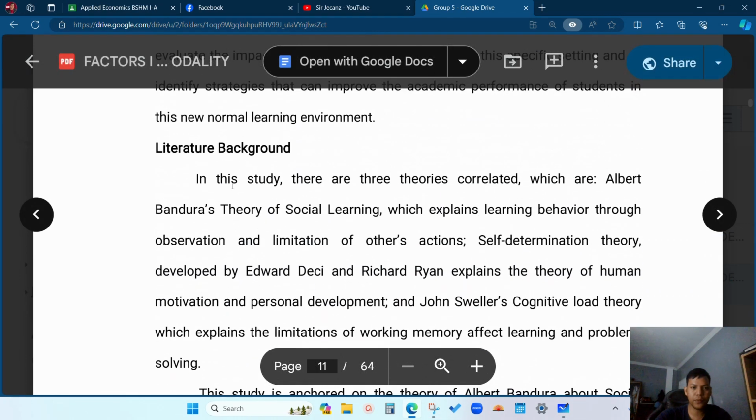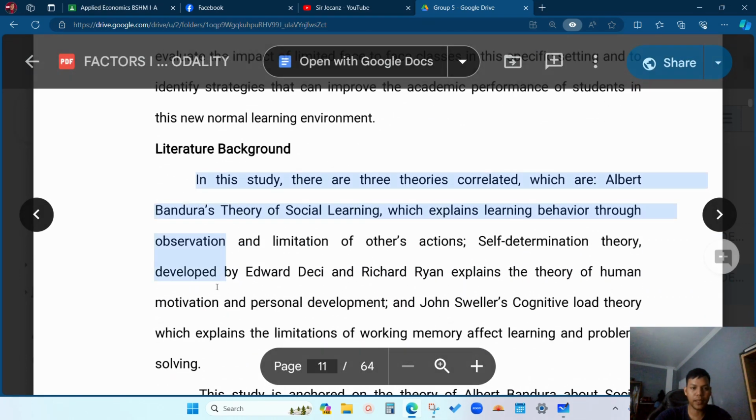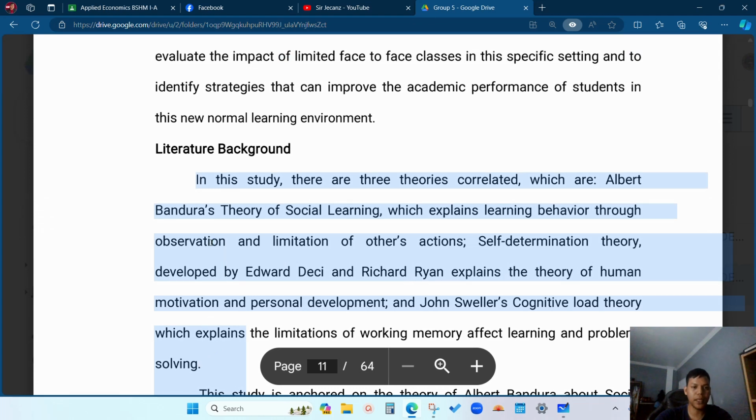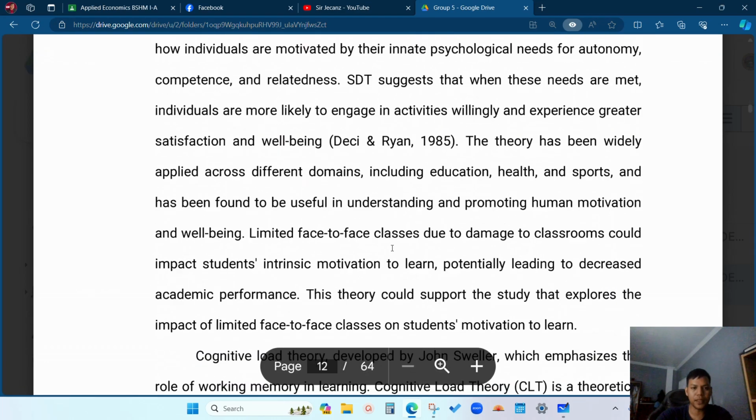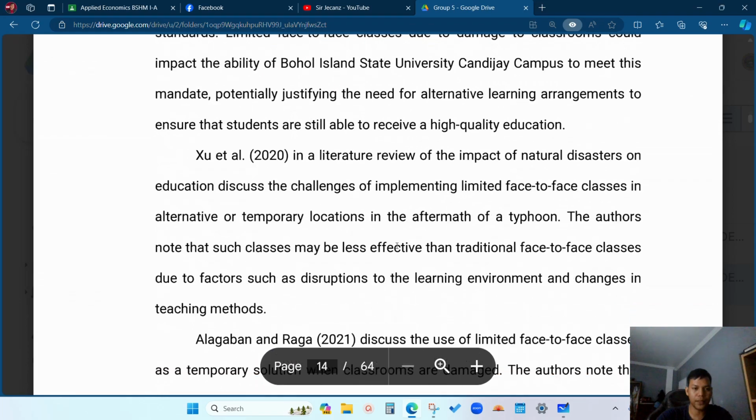So you need to put the summary in the first part of the literature background. This is the introductory part. So in your literature background, in the first part, you need to have this introductory part. And then in the last part of the literature background, you need to put the summary also. So we'll check if there's a summary in the last part.